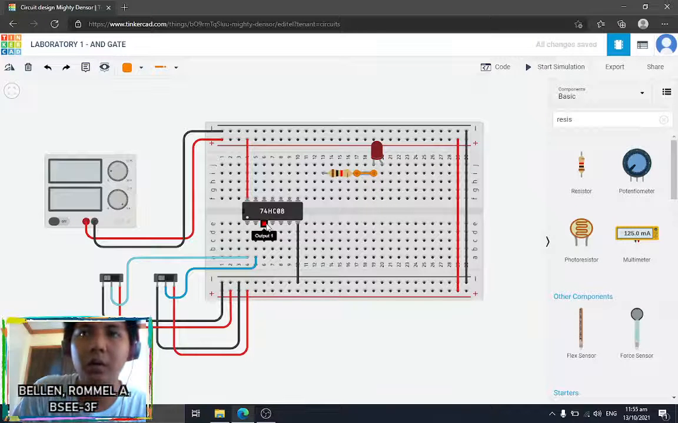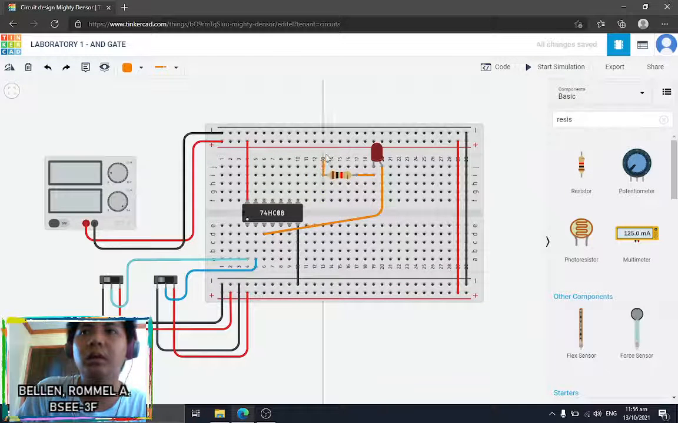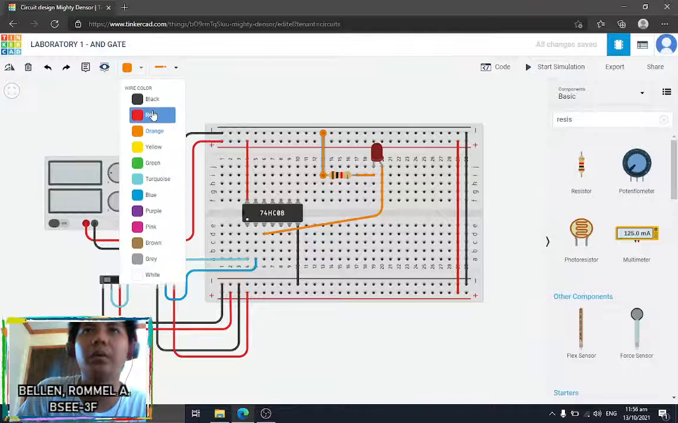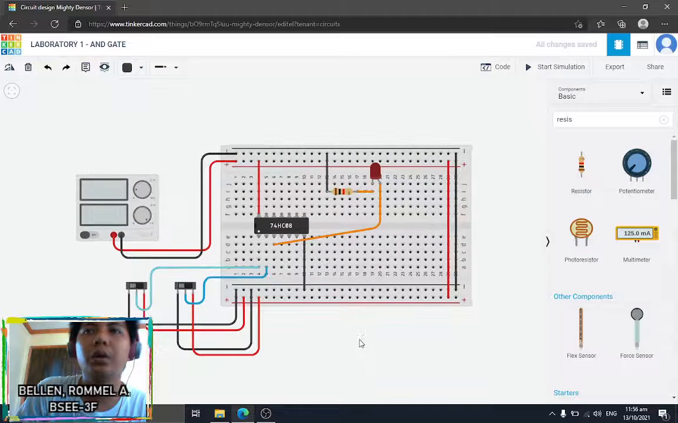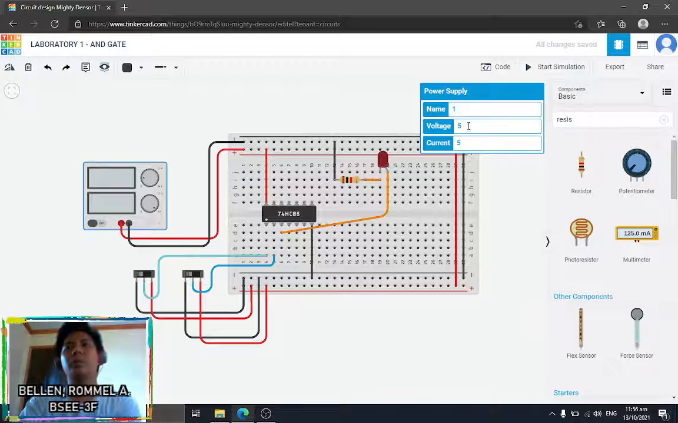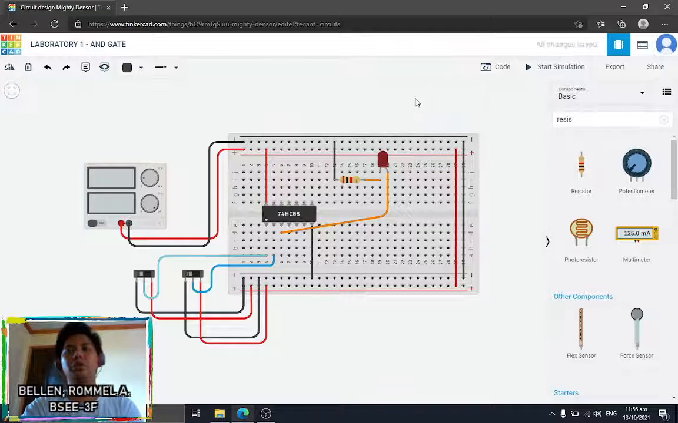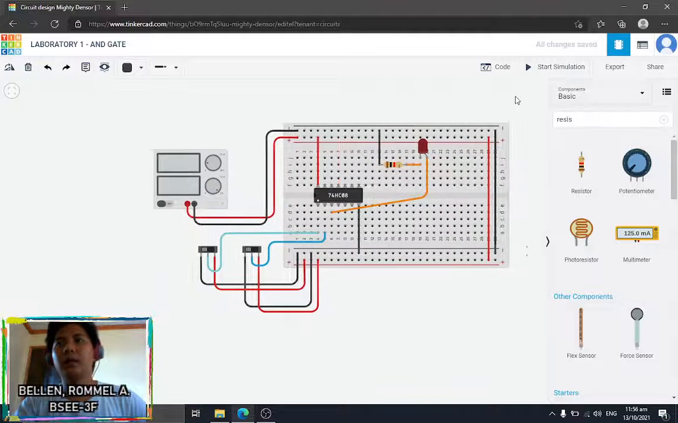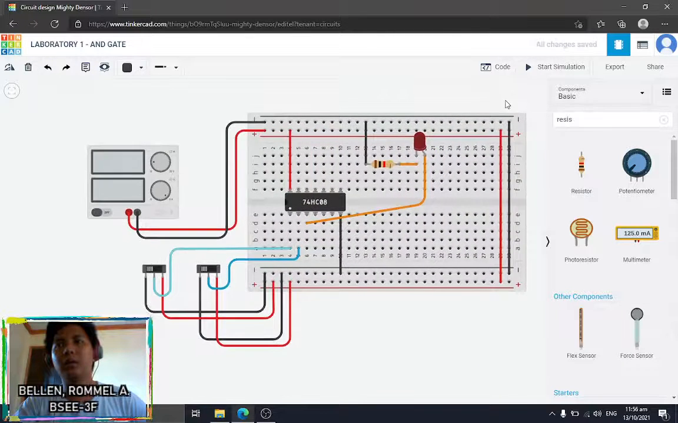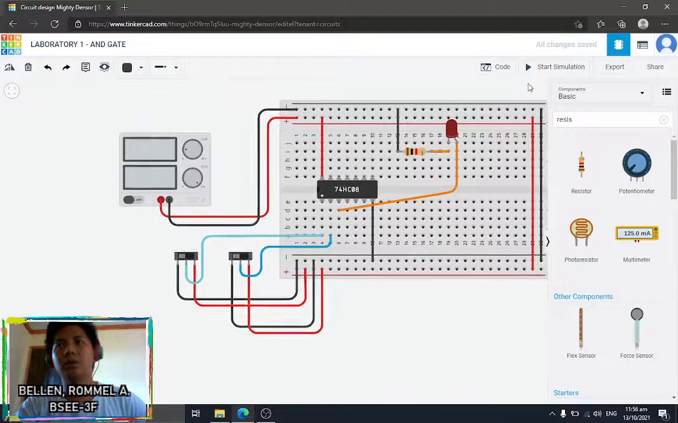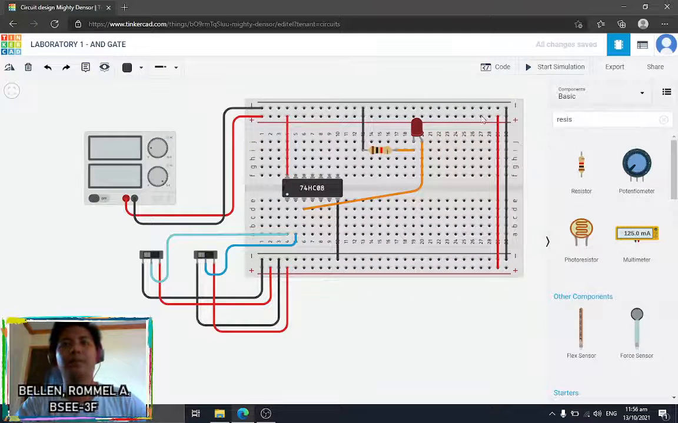So this third one is the output. Yeah, so let's connect this here. Oh yeah, this one's connected to the ground there. Always remind you for the voltage, we don't want to blow up our circuit. So here, okay, it's done. Let's start simulating it. Let's get a closer look for start.